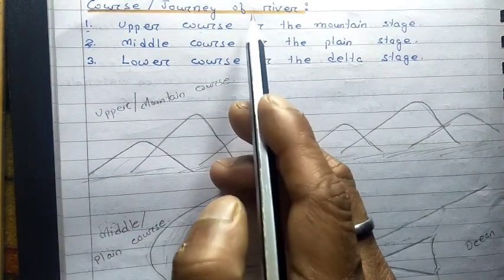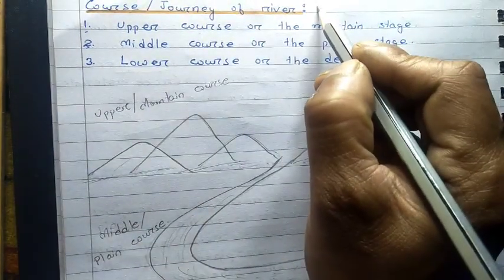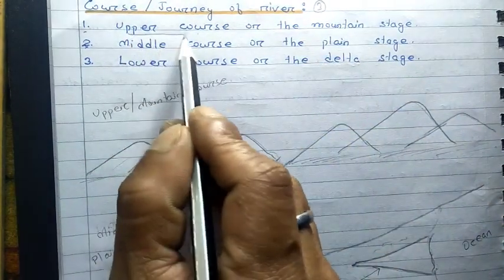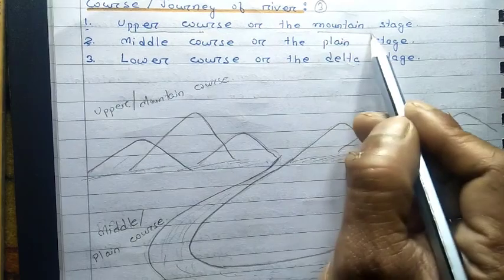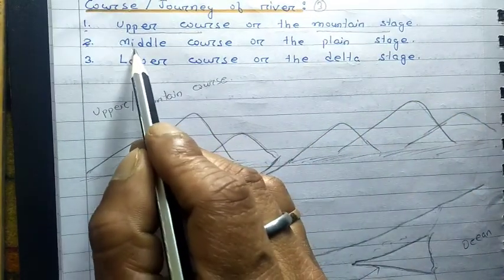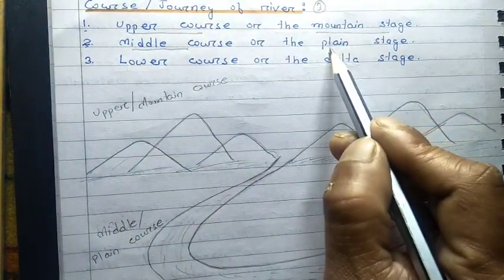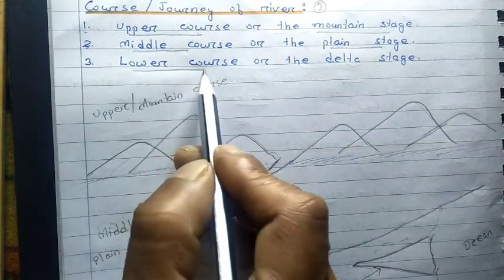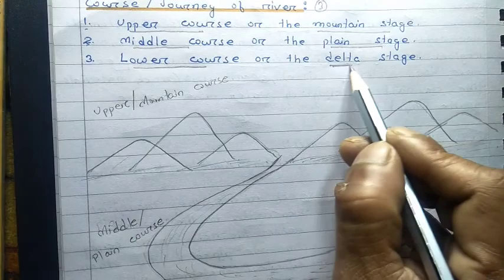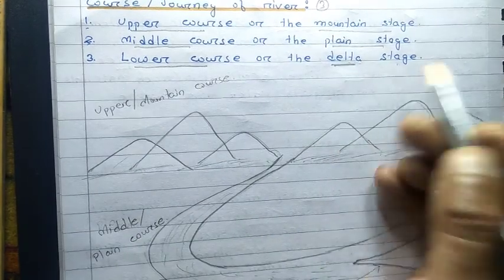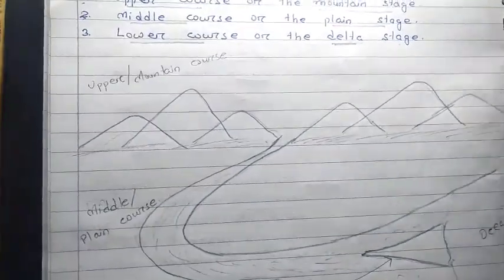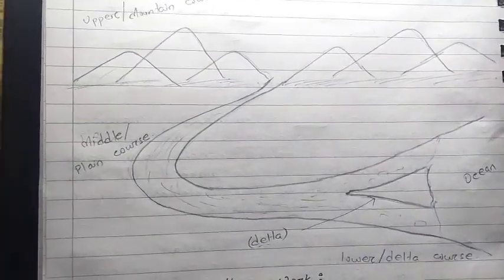As I told you, the rivers have 3 stages of their journey. The first stage is known as the upper course. It is also known as the mountainous stage. The second one is known as the middle course, or the plain stage. And the third one is known as the lower course, which is also known as the delta stage. Let's see how the rivers start the journey and complete it.